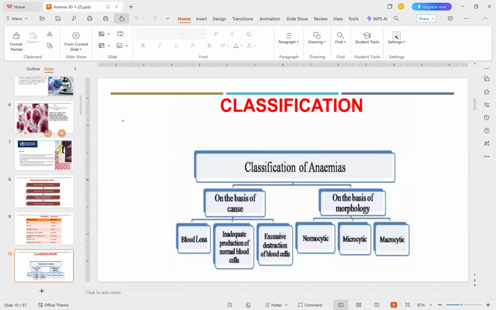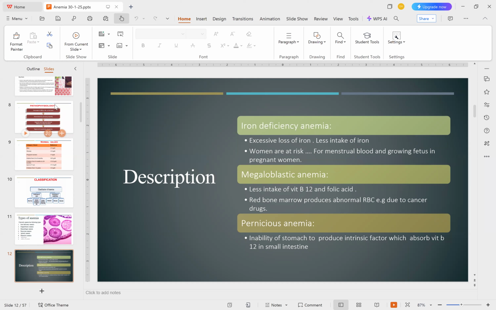Types of anemia. Clinically, anemia has the following types: iron deficiency anemia, megaloblastic anemia, hemorrhagic anemia, pernicious anemia, aplastic anemia, and hemolytic anemia. Hemolytic anemia is also divided into thalassemia and sickle cell anemia. Iron deficiency anemia: excessive loss of iron, less intake of iron. Women are at high risk due to menstrual blood loss and the growing fetus in pregnancy.